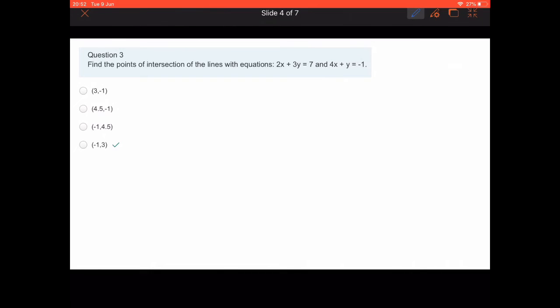Okay, question 3. Find the points of intersection of the lines with equations 2x plus 3y equals 7 and 4x plus y equals negative 1. So I'm going to write these out. They're in a nice format for us to work with. It's just a case of using simultaneous equations.